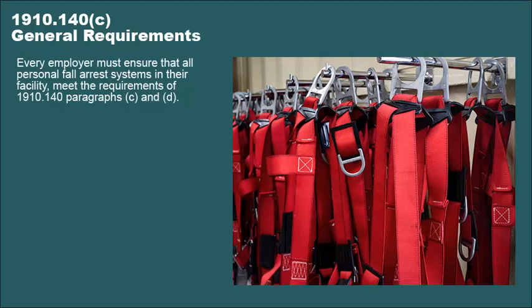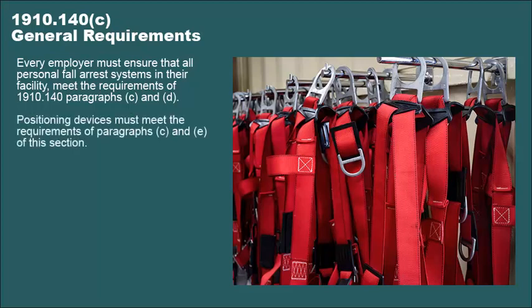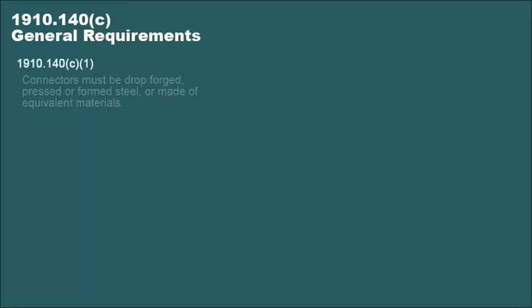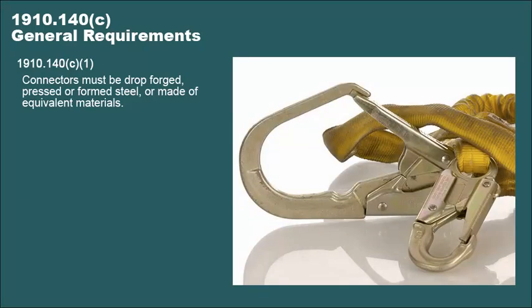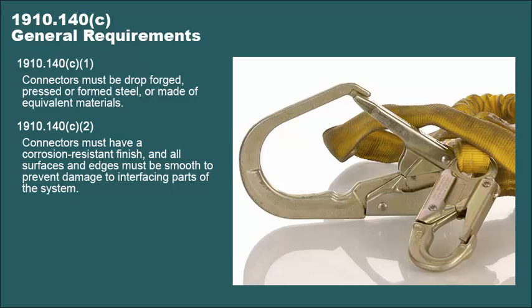Every employer must ensure that all personal fall arrest systems in their facility meet the requirements of 1910.140, paragraphs C and D, and positioning devices must meet the requirements of paragraphs C and E of this section. Connectors should meet both standard 1910.140 C1 and C2, with a manufacturer finish of a drop forged, pressed, formed steel, or corrosion-resistant finish, with surfaces and edges that should be smooth so damage is prevented.